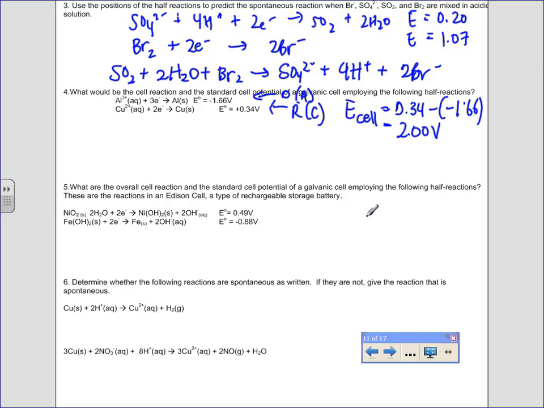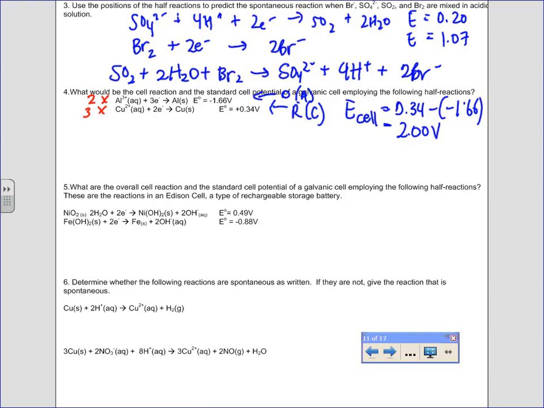Now, in order to actually write the overall reaction, I need to be mindful here. I know that the first reaction needs to be flipped because it's the one that's being oxidized, but you can also see that in this case, the electrons that are transferred are not the same, so we need to take that into account as well. And notice that this has nothing to do with the cell potential, so I'm not concerned about multiplying these reactions when I calculate the E cell, but I am concerned when I write out the balanced reaction.